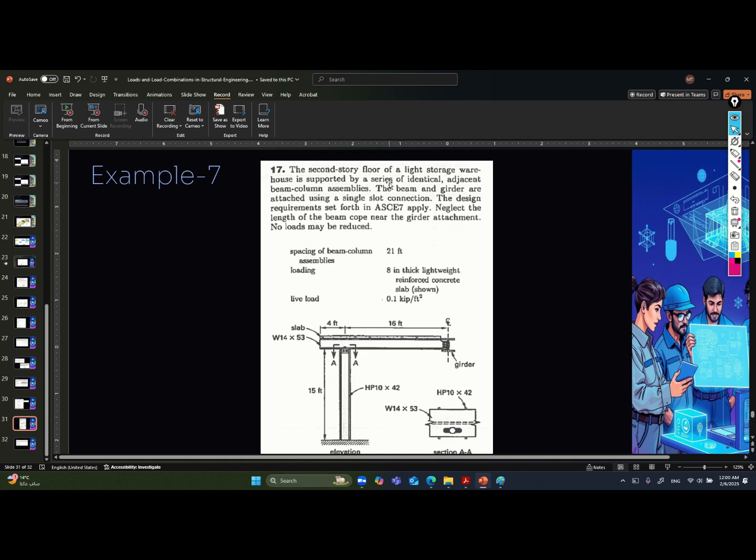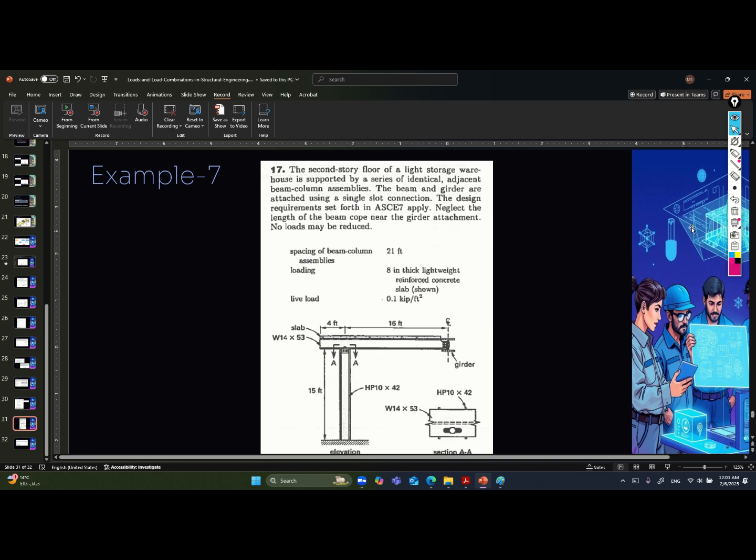He tells you to calculate, let me read it. The second story floor of a light storage warehouse is supported by a series of identical adjacent beam column assemblies. The beam and the girder are attached using a single slot. The slot meaning that it is a roller connection. The design requirement set forth in ASCE regarding the live load reduction based on the length of the beam girder nodes may be neglected. Okay, so he gives it to you explicitly, there is no reduction. It is subjected to a live load of 0.1. Okay, and there is a loading of 8-inch thick lightweight reinforced concrete.